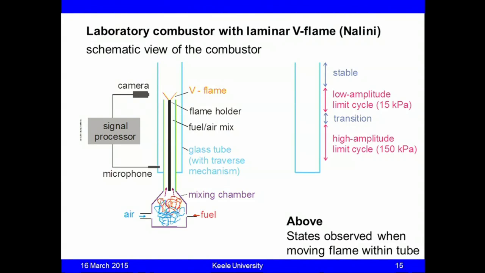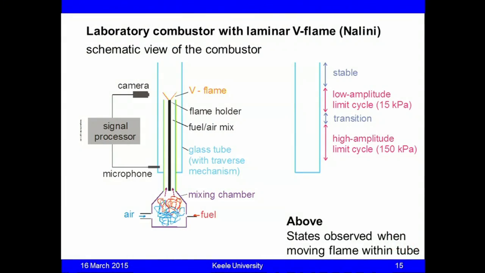Right, I'll start with Nalini's project, which is studying a laboratory combustor with a laminar V flame. This part of the slide shows a schematic view of the combustor. So what we have is a mixing chamber with air and fuel coming in and getting mixed, and that passes through this green tube, up in the vertical direction. And in the center of this green tube, there's a rod, and that acts as a flame holder. So the flame sits at the top of this rod, and it's V-shaped. That's why it's called a V-flame.